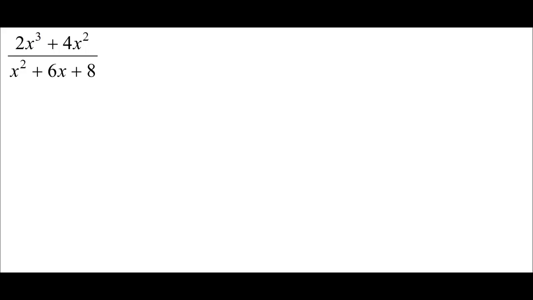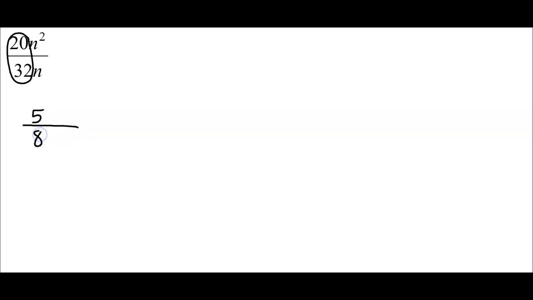Let's take a look at the next one. Same idea, but we're just doing monomials. For monomials, you're just going to reduce the coefficients like you would normally reduce a fraction. You look for something that divides into both the 20 and the 32, preferably the biggest thing possible. I can divide both of those by 4 and get 5/8. As for the variables, we have 2 n's on top and 1 n on the bottom. And so this n on the bottom is going to take one of the n's away on top, leaving us with a single n on the top.